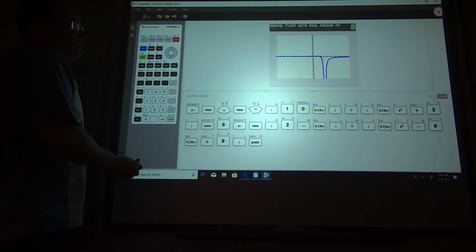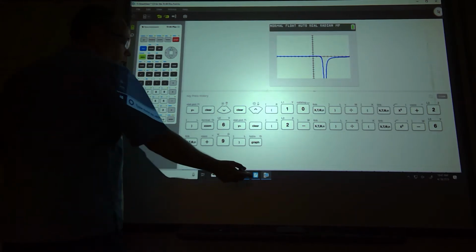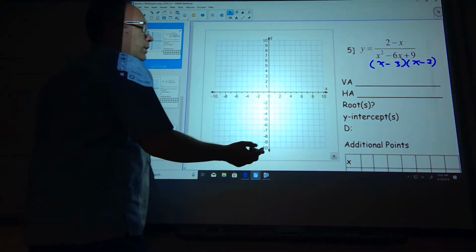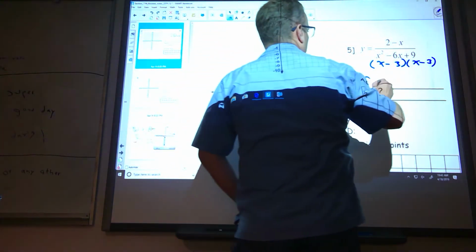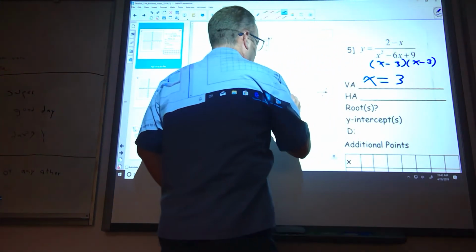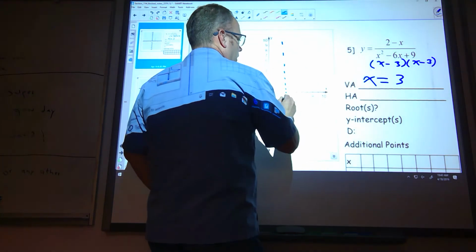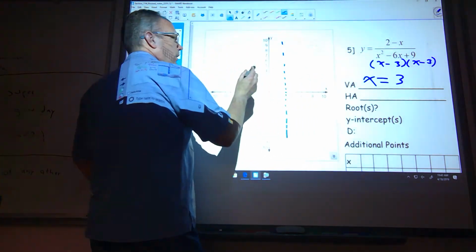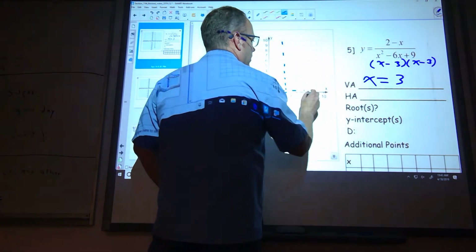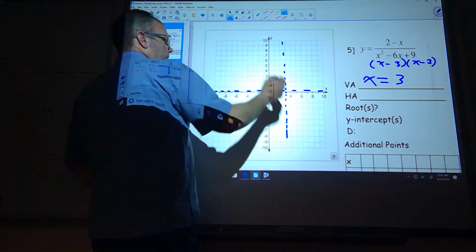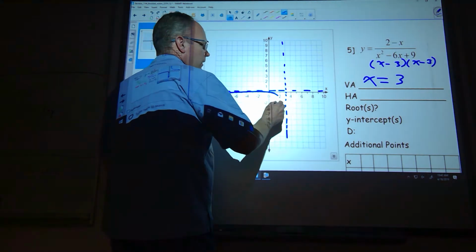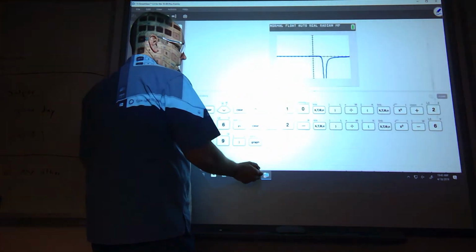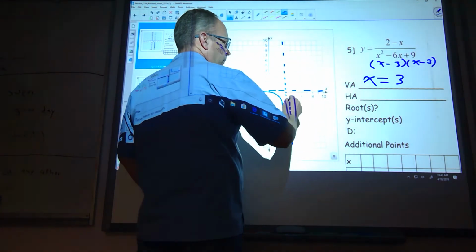Why is that 3 existing right there? Well, I factored that denominator, so my vertical asymptote is going to happen at x equals 3. The degree on top is less than the degree on bottom. So you have this asymptote down, and then it comes right back up.